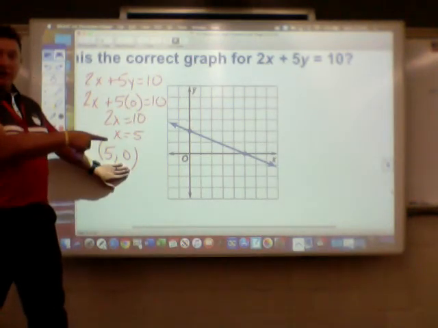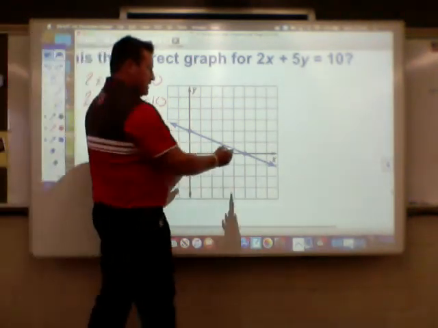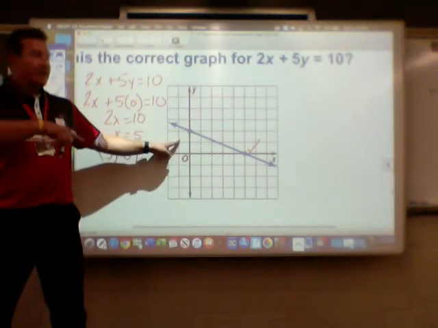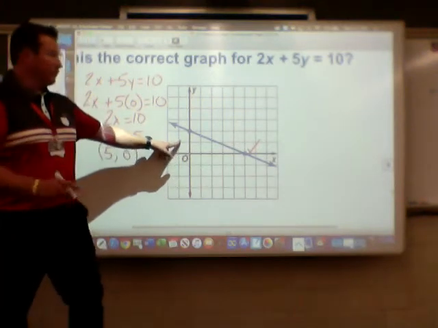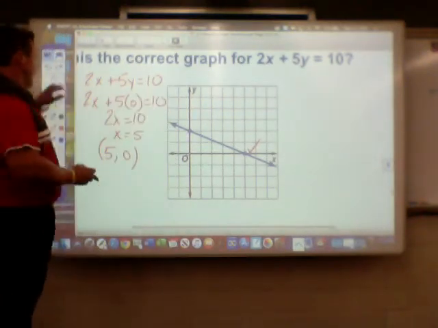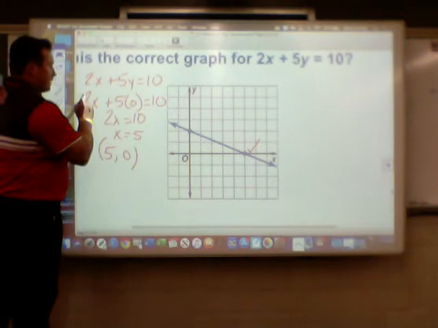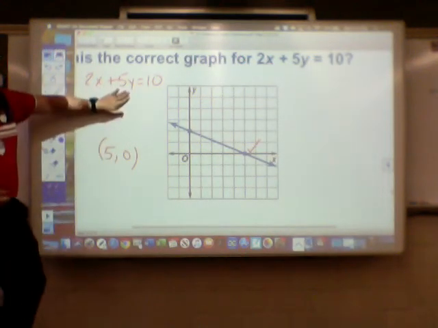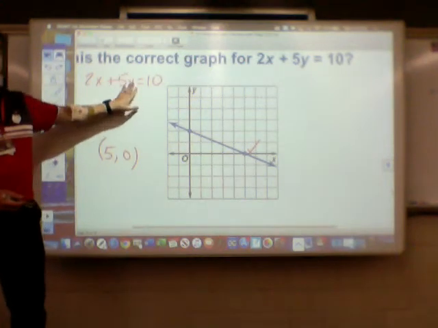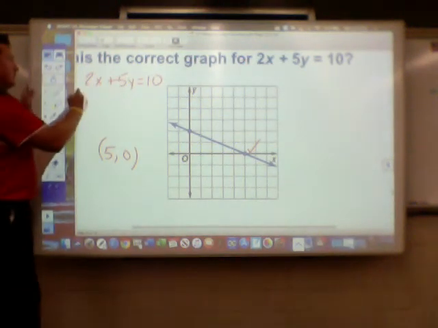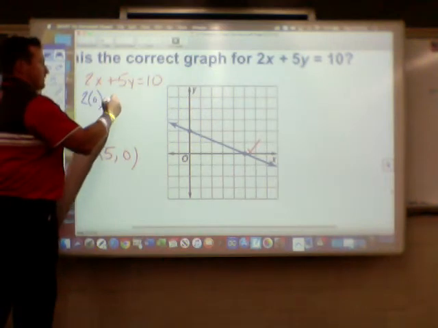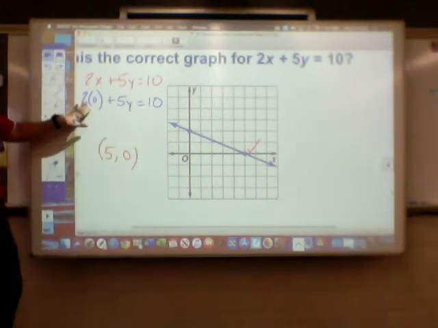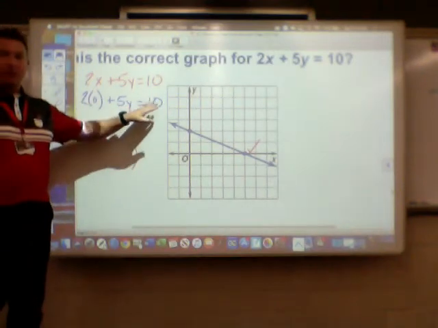Does this match up on our graph? It does, right? So this point checks out. Good to go. What about this one? Well, let's repeat the process and see if it works out. So here we are. This time, instead of replacing y with 0, now I replace x. So now it's 2 times 0 plus 5y equals 10. Or in other words, 0 plus 5y equals 10.